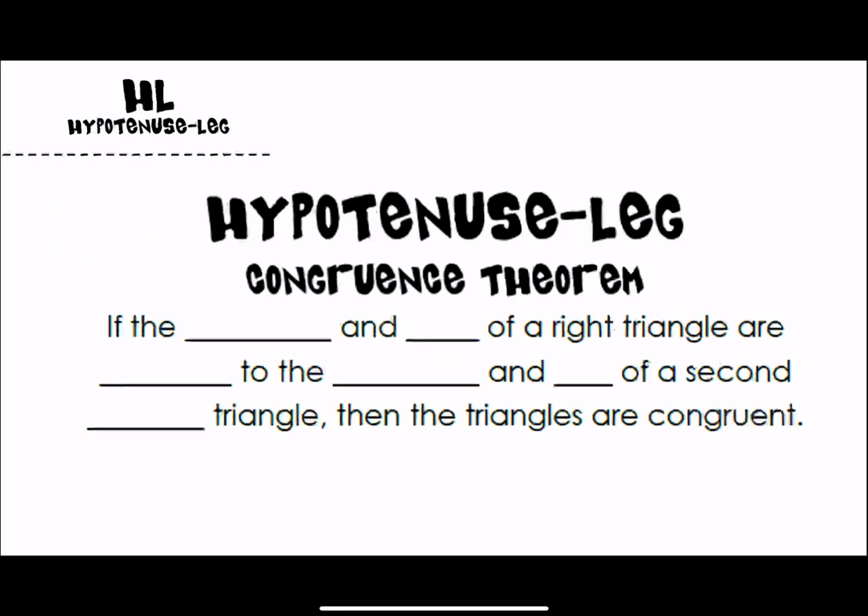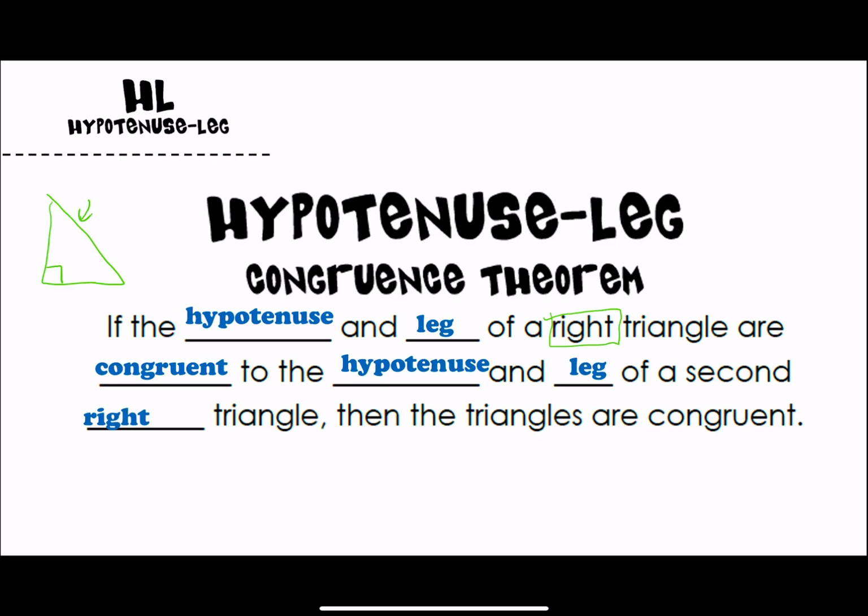All right, the next one, it's a little bit of a breaker. This is our hypotenuse leg theorem. Pretty much you need a right angle. So the hypotenuse and leg of a right triangle, and you'll remember that the hypotenuse of a right triangle is this one right here. It's the one across from your 90-degree angle. If it is congruent to the hypotenuse and leg of a second right triangle, then the triangles are congruent.